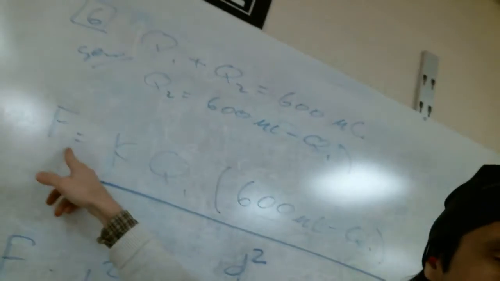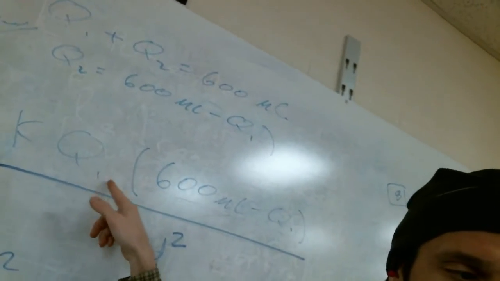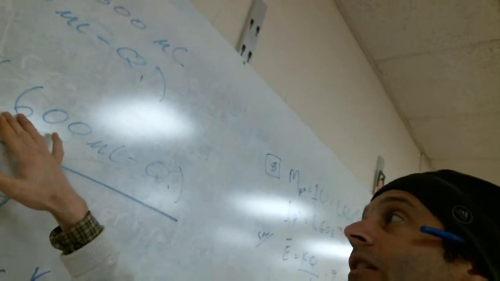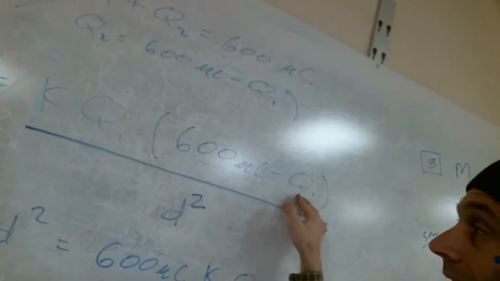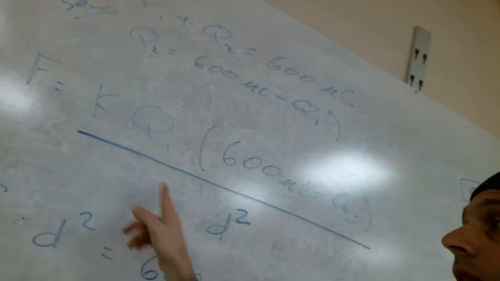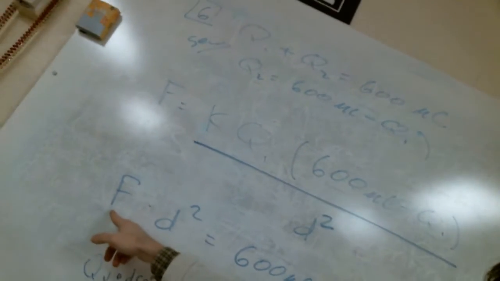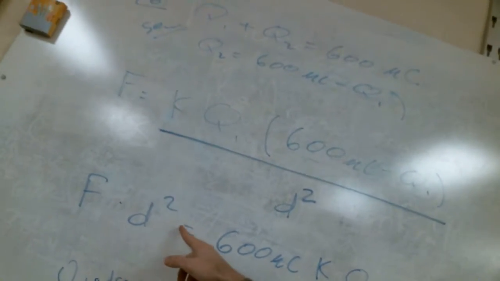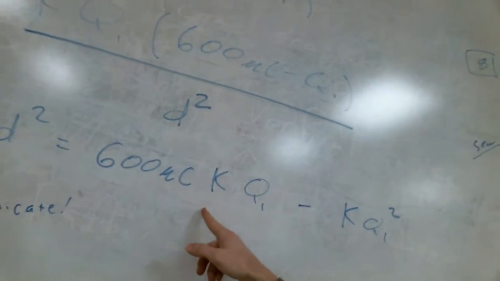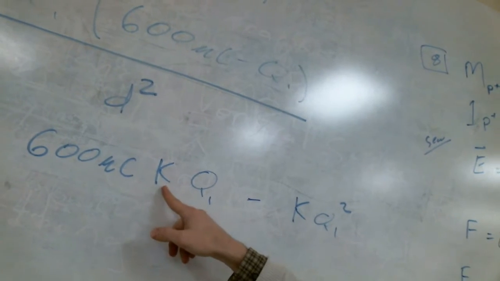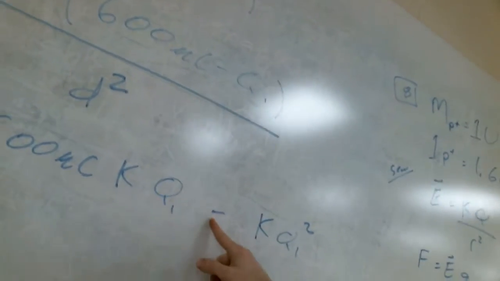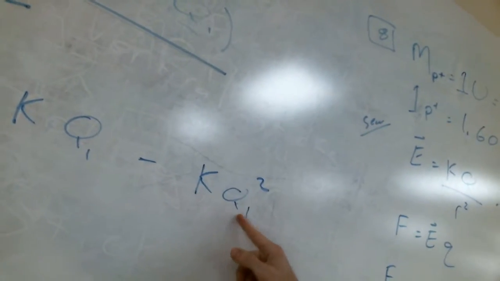The force equation is equal to KQ1 Q2 divided by D squared. And remember that Q2 is 600 minus Q1. All right, so once you've got it set up, multiply the D squared over, and you end up with one side of the equation: force times the distance squared is equal to 600 microcoulombs times KQ1, which is just distributing the KQ through the parentheses, and then minus KQ1 squared.